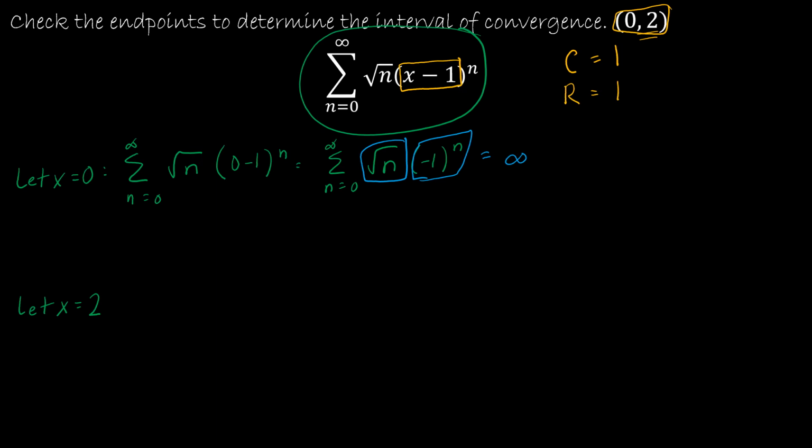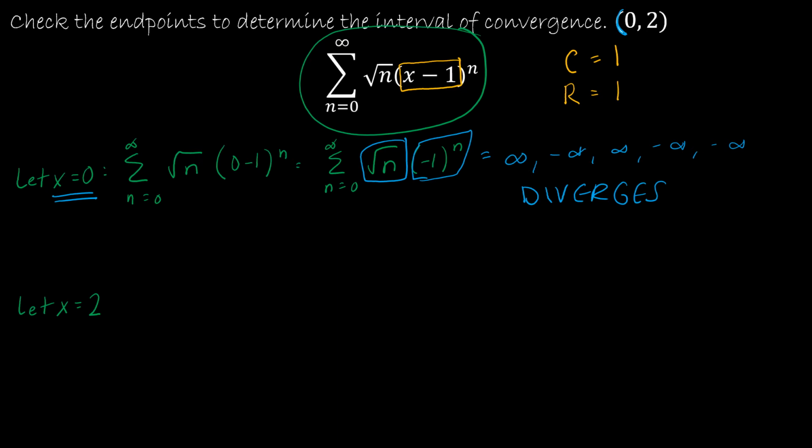So essentially, I'm going to get infinity, negative infinity, infinity, negative infinity, infinity, negative infinity. And long story short, that means this diverges. So if this diverges, then when x is equal to 0, I should not include 0 in my interval of convergence, which just means I'm going to leave this as an open interval at 0 and not a closed one.